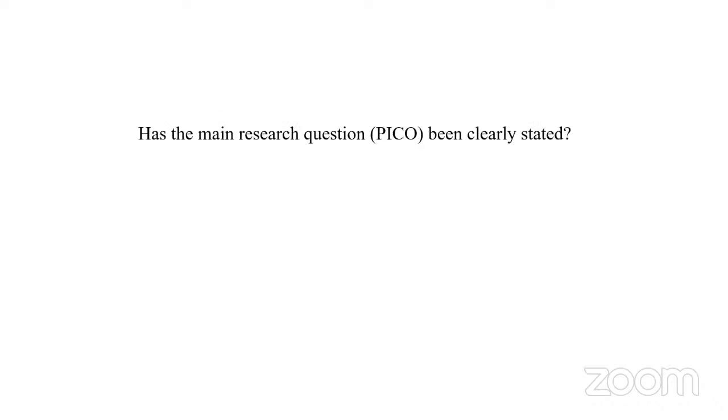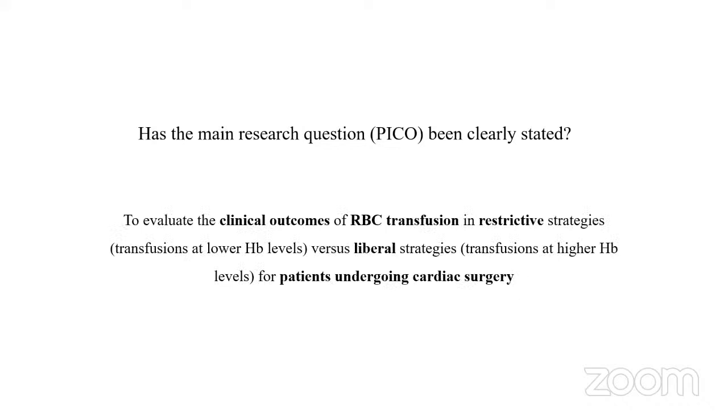So if you want to go back and assess this study, we're going to start with the first question. Has the main research question been clearly stated? If we go back to the aim, their aim was to evaluate the clinical outcome of RBC transfusion with restrictive strategies versus liberal strategies for patients undergoing cardiac surgery. Again, we have the same issue here. We do not have a cutoff threshold, a clear definition for the restrictive and the liberal approaches in these studies. Is it unlikely that the important relevant studies were missed?